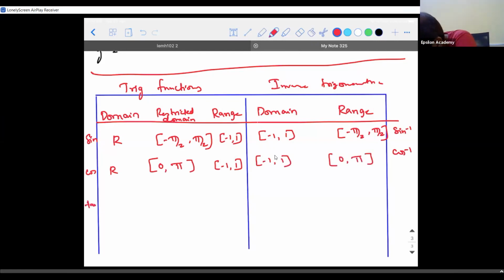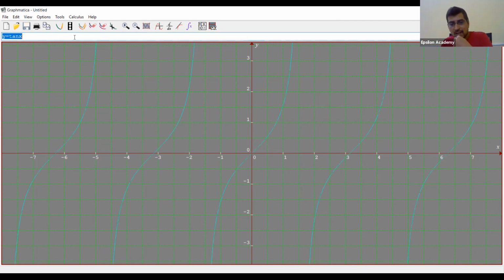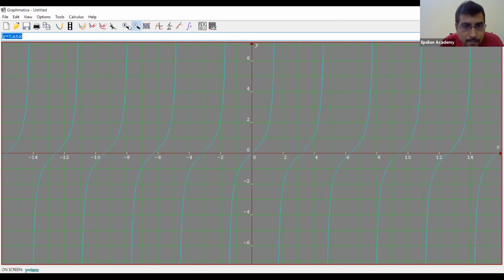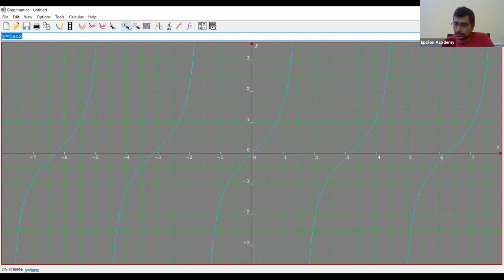Now what about tan? Now I'm going to do it a different way. Observe. Clear this. Now you are going to tell me y is equal to tan x. So this is how the graph will look. So what is the domain? Real numbers.